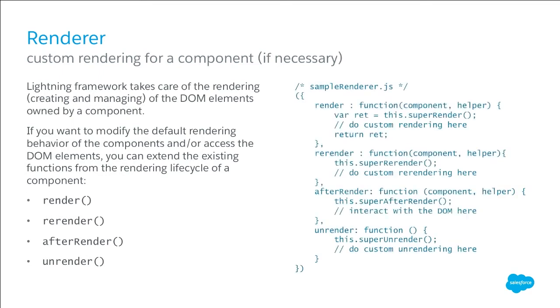And this is how you override it, right? So for example, I put all the 4 functions there just for illustration. It doesn't do anything though. If you look at the render function, the first line says var ret = this.superRender. So that is a necessary line, right? So you can't create your own render behavior. You can only override, extend it. So you call superRender first and then do your custom rendering, like extending the rendering functionality. Same case with rerender, afterRender, and unrender. We'll look a little further in the renderer in the upcoming slides and the demo as well.